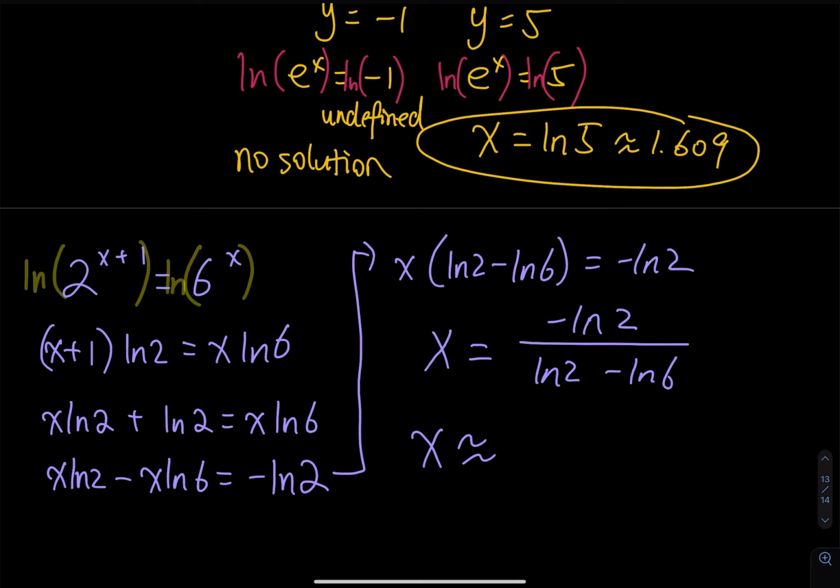All right, so this one I have x approximately equal to, let me make sure, oh, I typed a number wrong on my calculator. So let me fix that. So negative ln 2 divided by ln 2 minus ln 6. I have positive 0.6309. So I will just write 0.631. So that is the answer to the last equation.